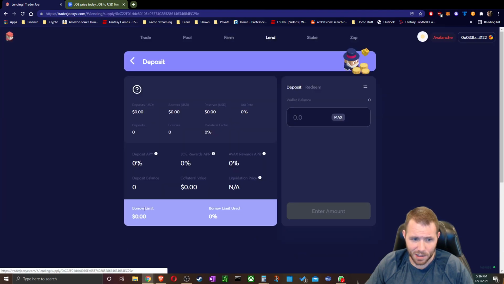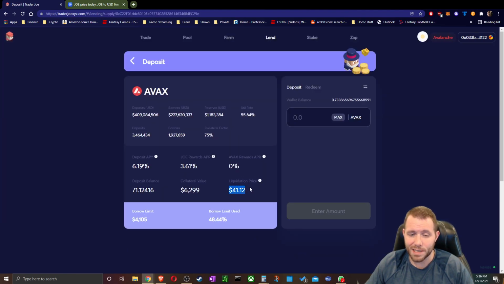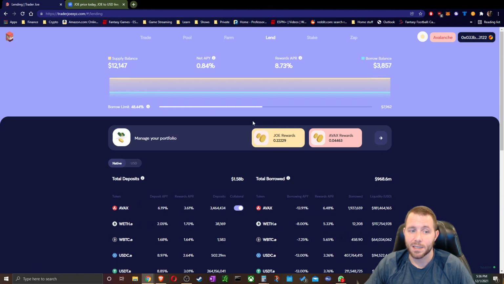And they do a nice thing here. I can click on my AVAX and I can see what the price AVAX would actually need to get to in order for my position to be liquidated. 41, I feel pretty safe with that, to be honest with you. But the bigger point here is it's low enough for me to be able to react if the market starts going really, really south.